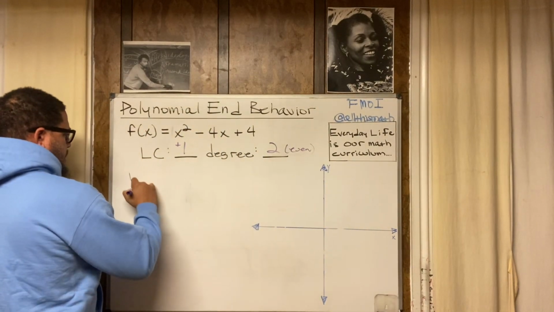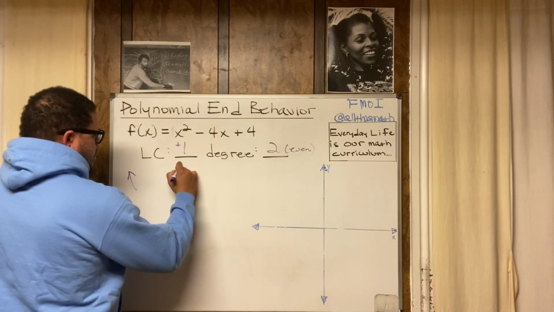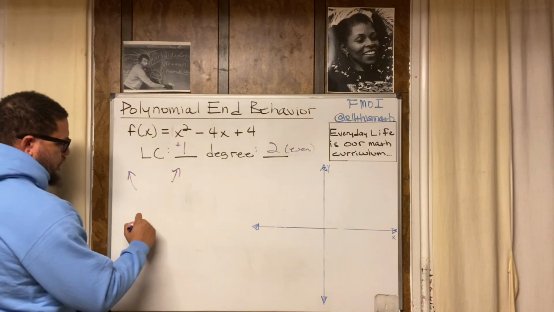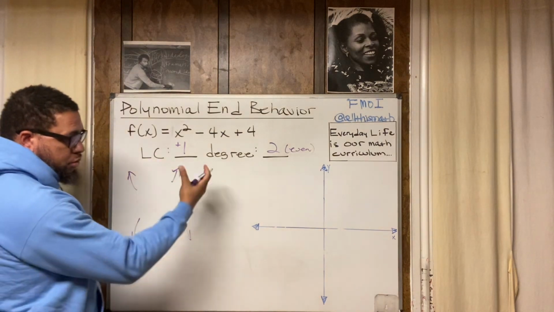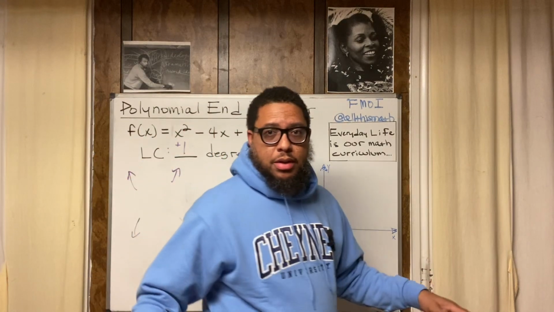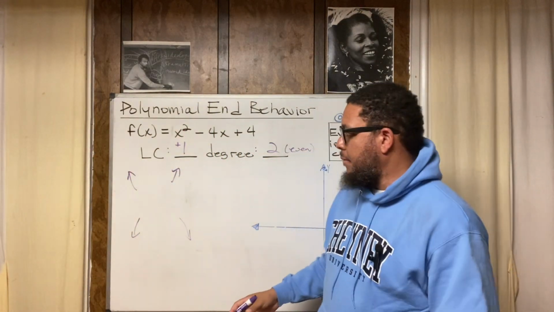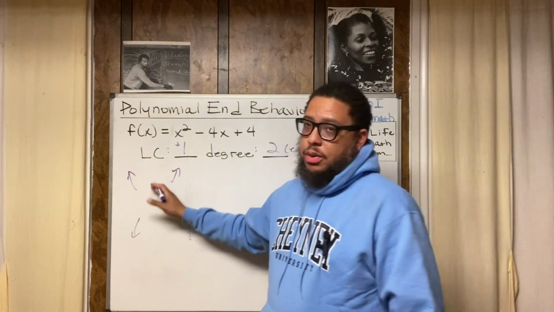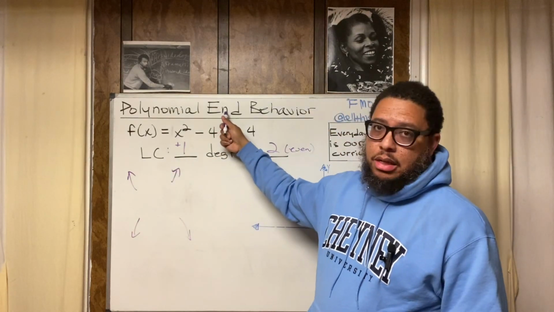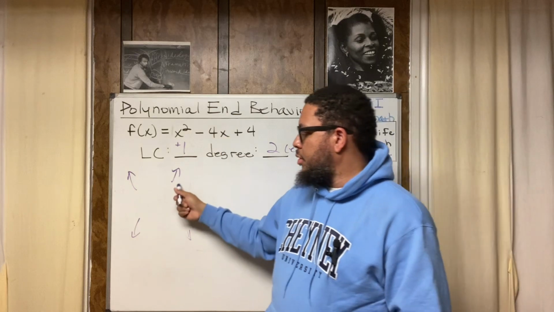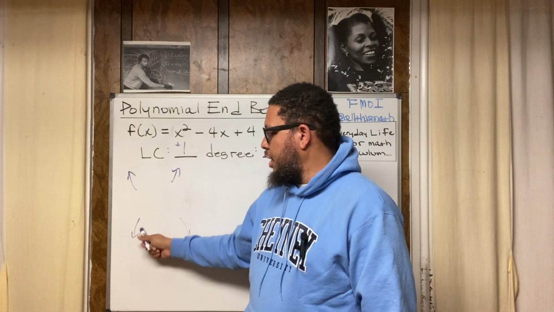It's going to end up going up to the left and up to the right, or it's going to go down to the left and down to the right. One of those two. Those are your two choices for the end behavior of the graph. Now, what happens in between, we don't know. We don't really care about all that because we only care about the end behavior. This right end, this left end, this left end, this right end.